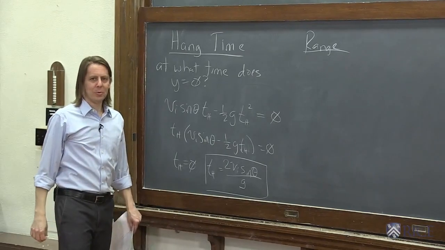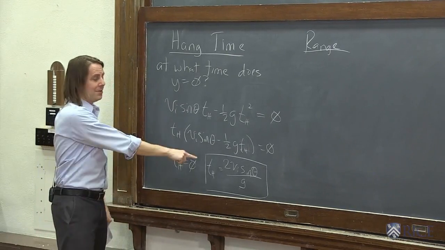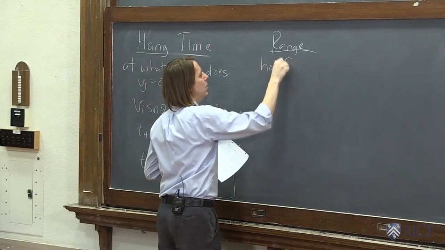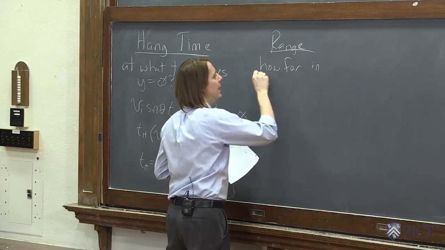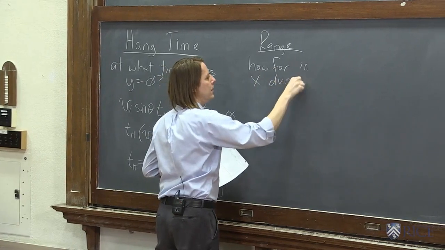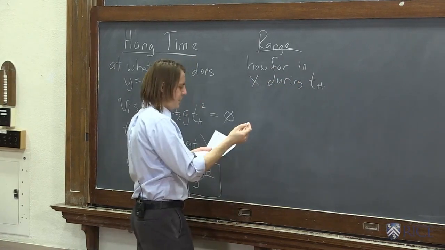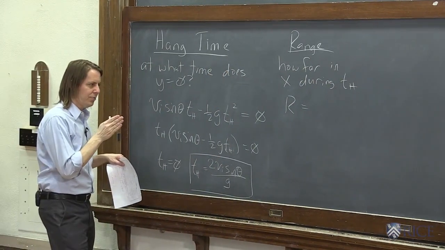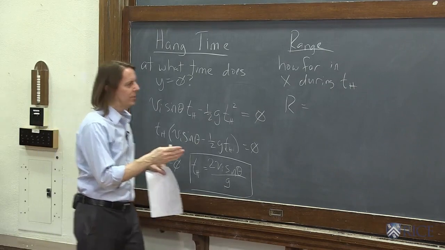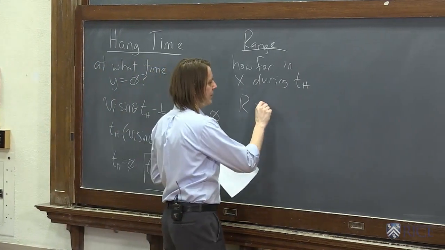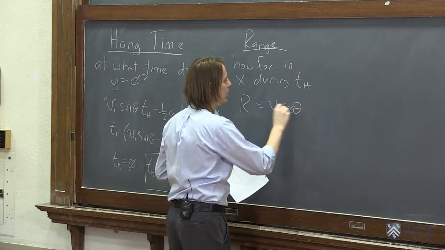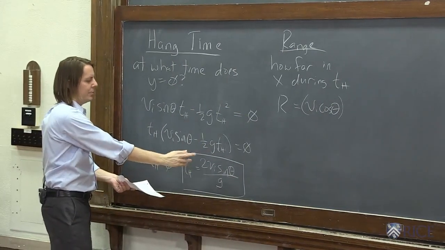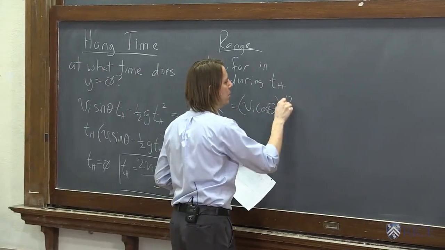Well, I'm doing my order on purpose here because how far it will go depends on how long it's in the air. So to calculate the range, how far in x during the hang time, you really just have to say we'll use the symbol r to represent the range. It's just the horizontal velocity, which is constant. There's no acceleration. So the horizontal velocity is, of course, just vi cosine theta times t. But t is the hang time. So times 2 vi sine theta over g.